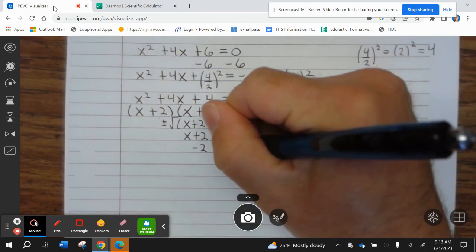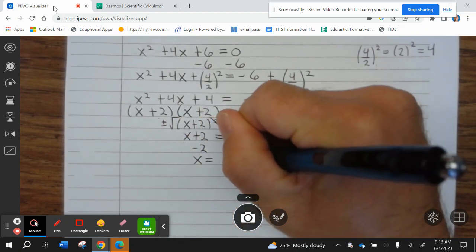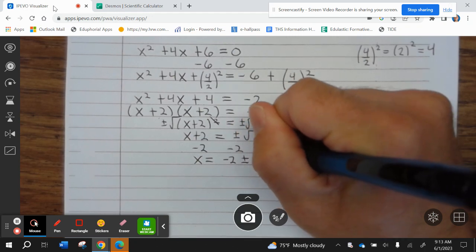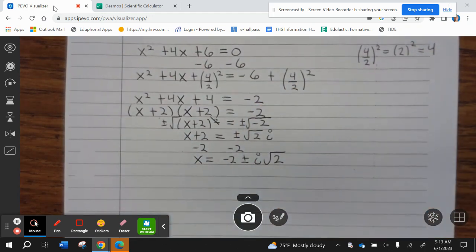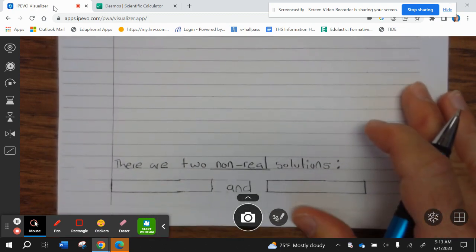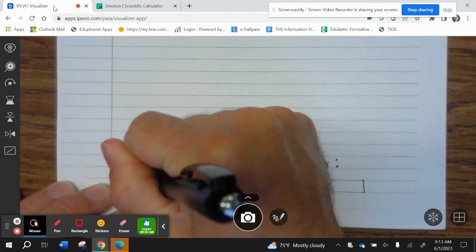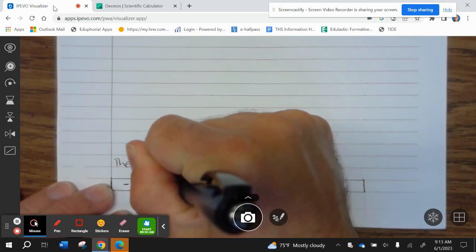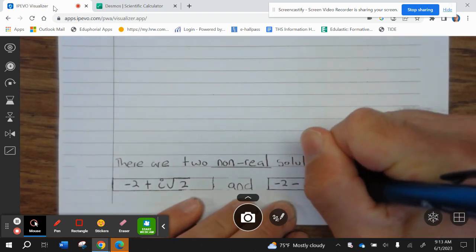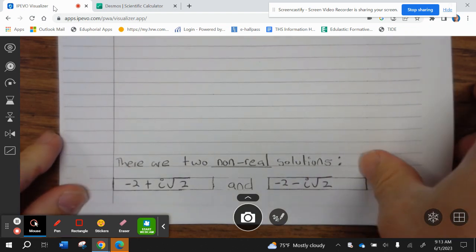Subtract 2 from both sides. Get x equals negative 2 plus or minus, and you can actually put the i in front, i square roots of 2. All right, there are 2 non-real solutions, negative 2 plus i square roots of 2 and negative 2 minus i square roots of 2. All right, go ahead and finish up example 2.